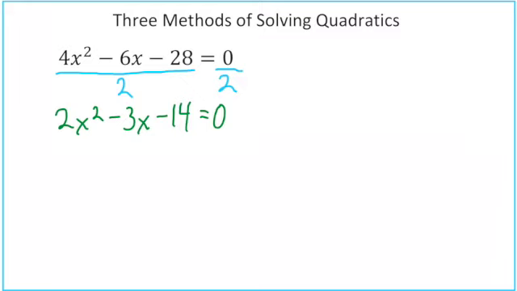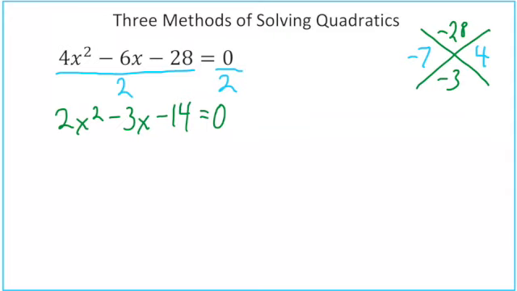Now, if you can factor it, that's usually the easiest way to solve these. But since it doesn't always work, you might want to do your diamond problem off to the side. This one, 28, the first thing you should think of is 4 times 7. 7 minus 4 gives you 3. So we can solve this diamond problem with a negative 7 and a positive 4.